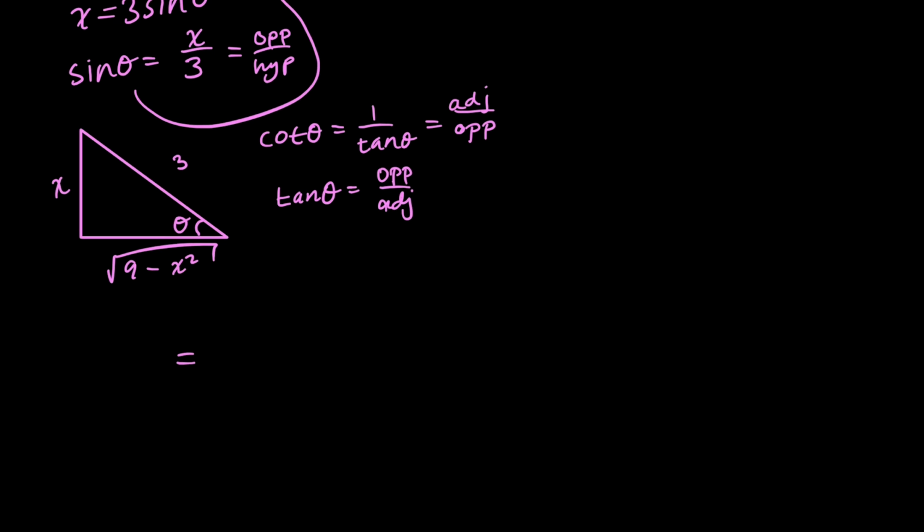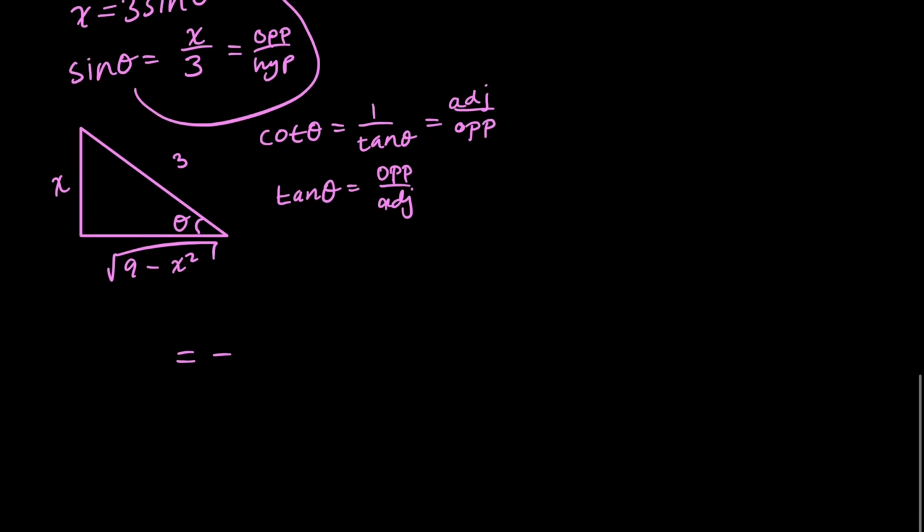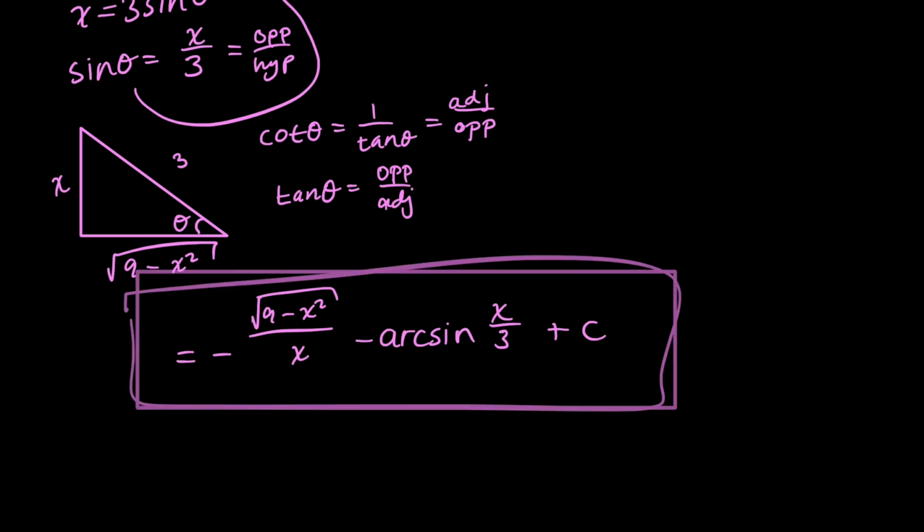So my integral is now equal to negative cotangent theta, which is the square root of 9 minus x squared, all over the opposite, which is x, minus arc sine of x over 3 plus c. And that's it.